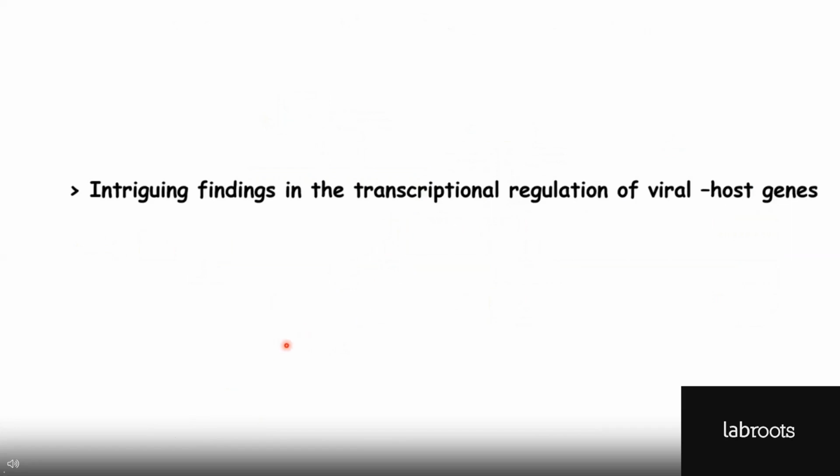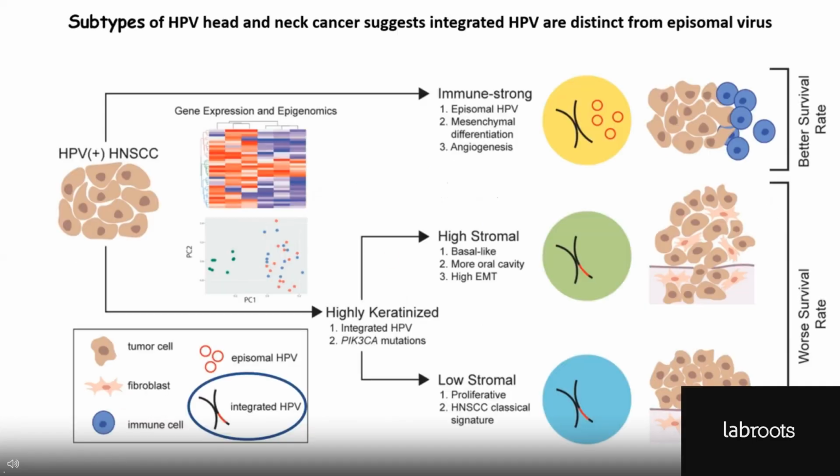So we looked at this from the context of whether these inhibitors can be used for regulating some of the viral and host genes in head and neck cancer that were infected with HPV-16. What we were interested in is this particular state, the integrated state, where you have high stromal activities, which induces worse survival rates as well.